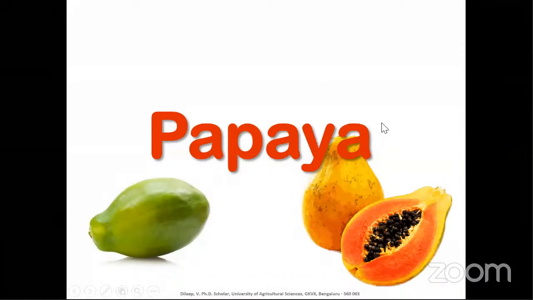So moving forward, we have covered the basics of pomology in the first class, then the second class was mango, the third class was banana, and now it is papaya. Papaya is also one of the very important fruit crops, a tropical crop, important in the domestic market and also in export. In the updated scenario, India is the leader in exporting papaya to the Gulf countries.